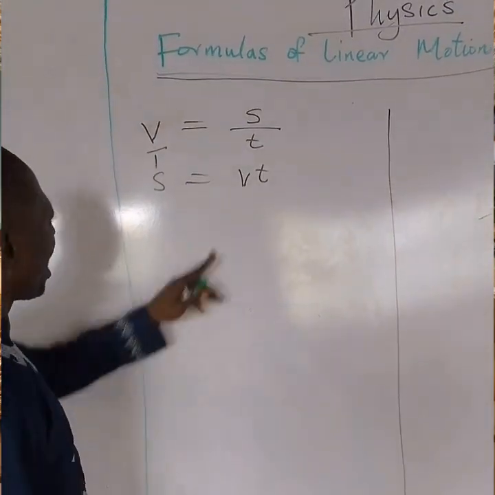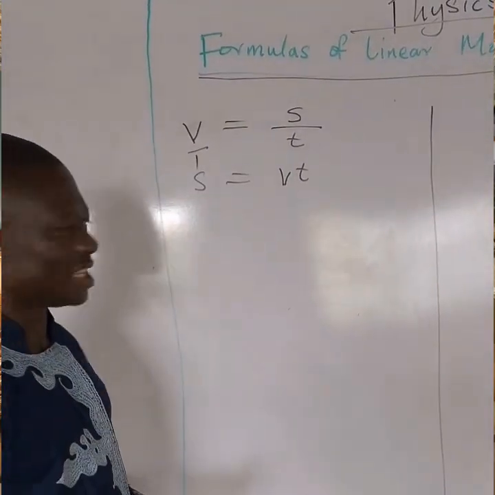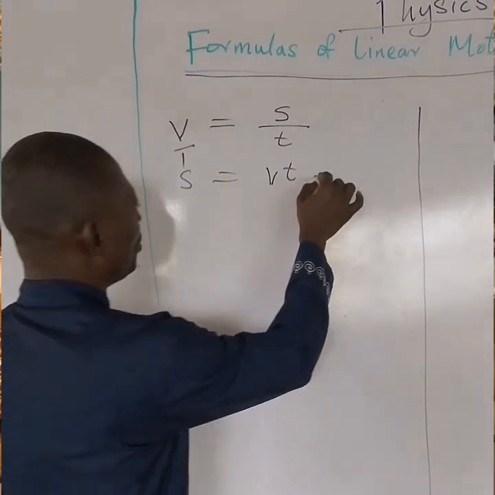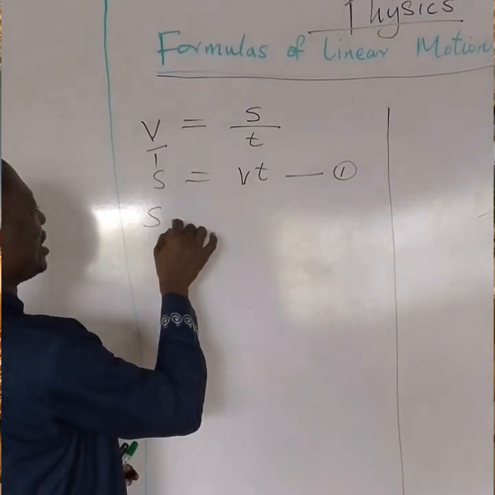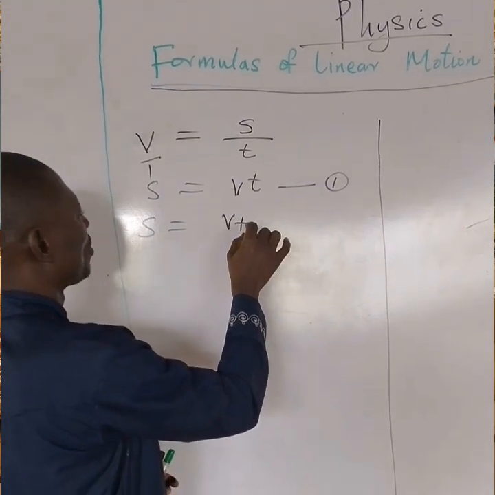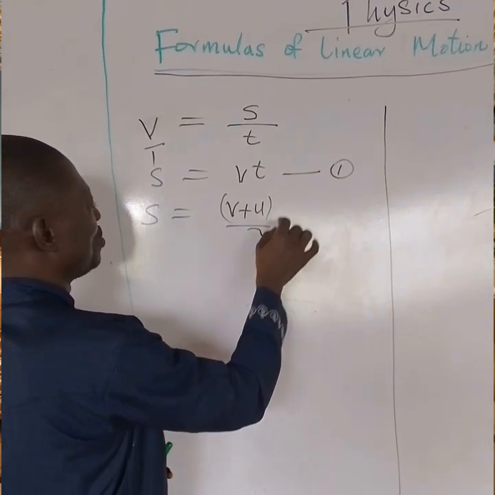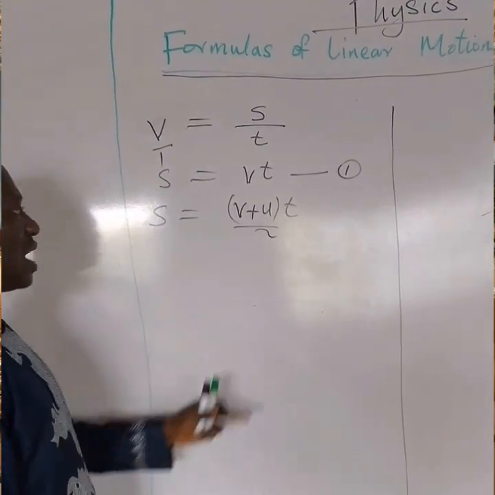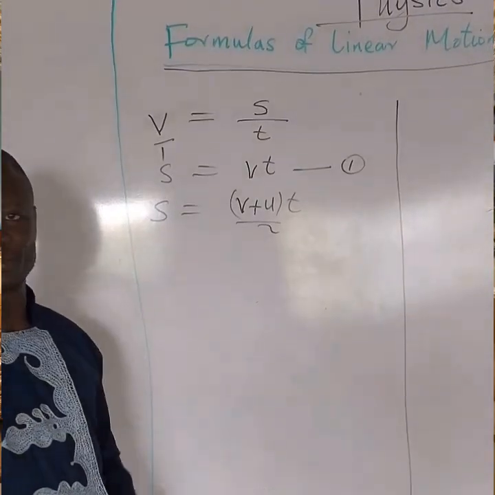Okay, but we have two velocities, initial velocity and final velocity. That means that this formula, which we call 1, becomes S is equal to V plus U into 2 divided by 2 times T. That means we are taking the average velocity.